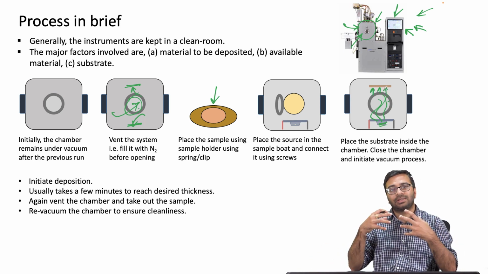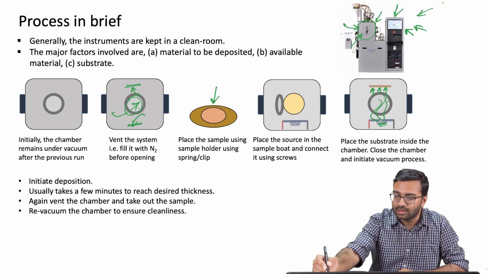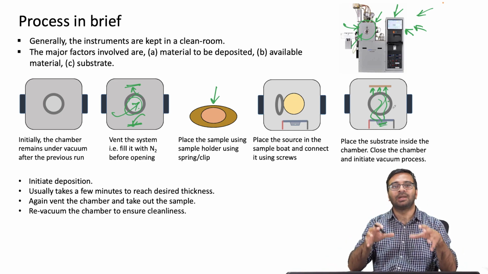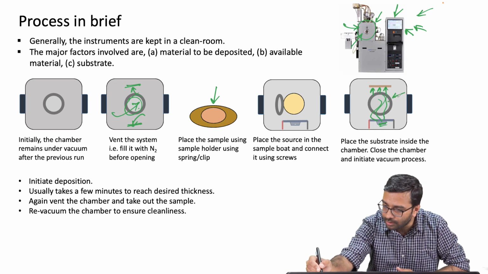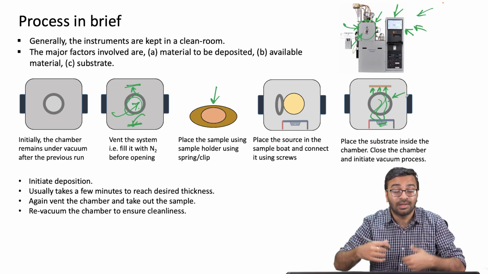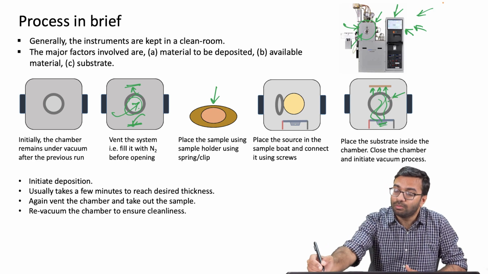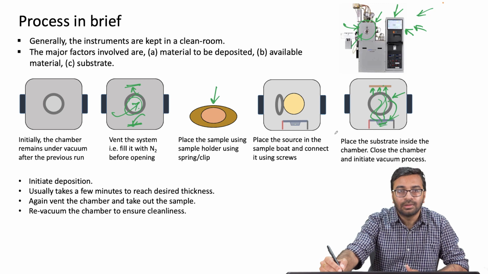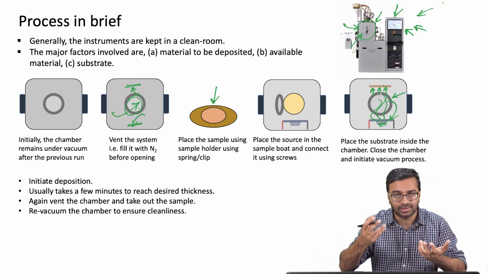Based on the thickness you need, you can decide the time, and you can decide the current or the temperature of the boat. Once the deposition is done, again you have to vent, because without venting you can't open the door, the pressure is very high inside. We already have seen it's a high vacuum. So once you vent it, you open it, you take out the substrate, if it's silicon, whatever it is.